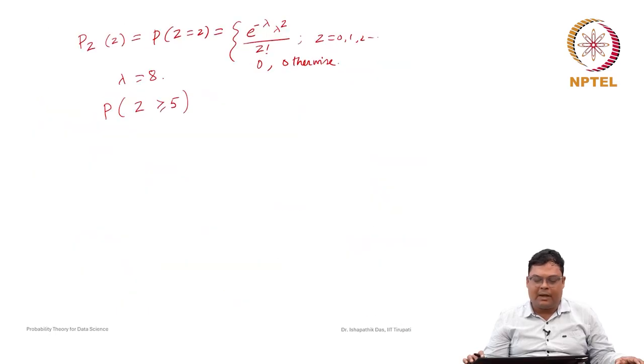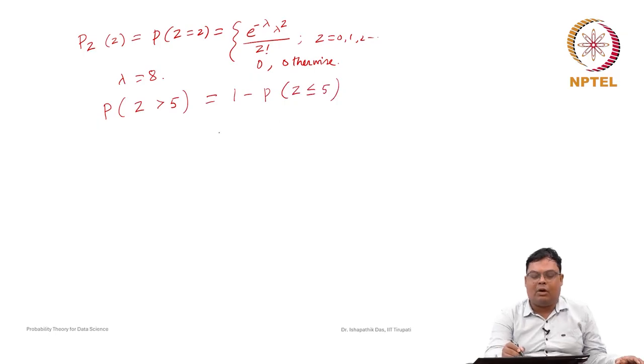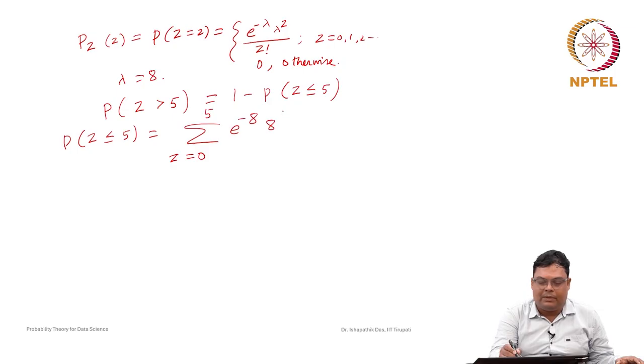It is asked for the probability of more than 5, which means strictly greater than 5. That is nothing but 1 minus the complement, that is, Z less than or equal to 5. How will we find that? The probability that Z is less than or equal to 5 is the summation over small z equal to 0 to 5 of e to the power of minus lambda, here 8, times 8 to the power of small z by z factorial.